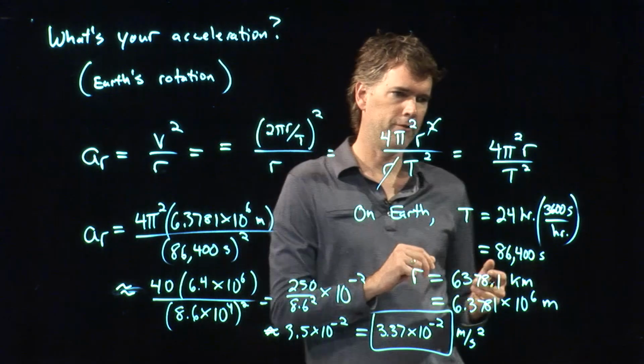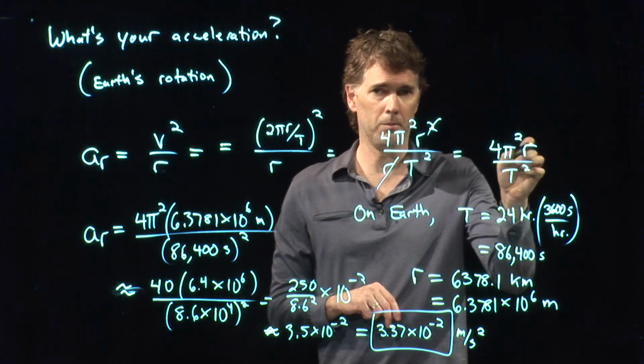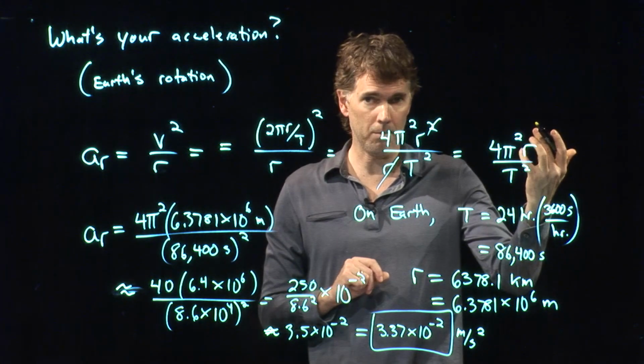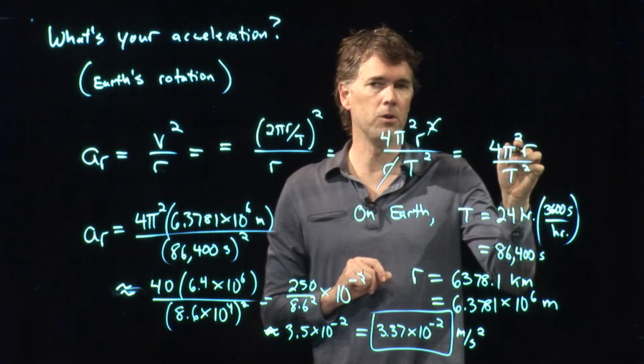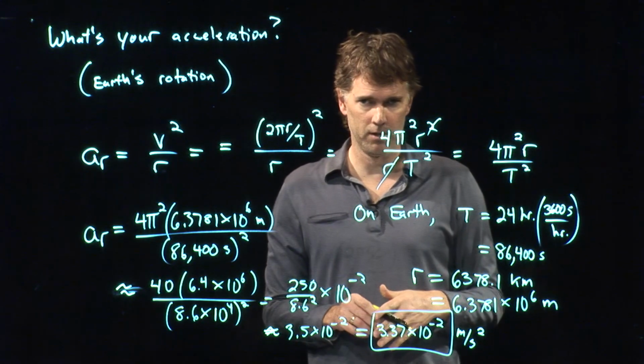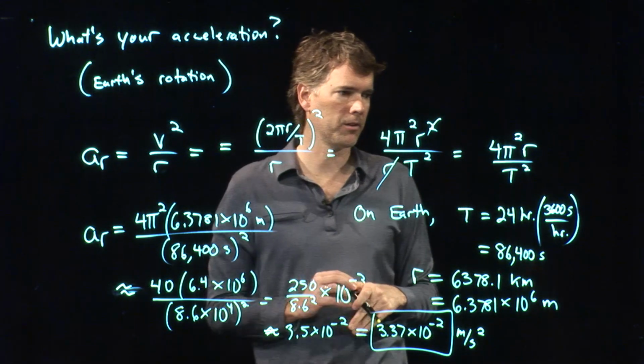But if, for instance, we keep the period the same and we go out to a bigger r, then the acceleration, in fact, goes up because r is in the numerator here. And that's because you would have to be going a lot faster to get to that same period. Okay? Excellent question. Other questions?